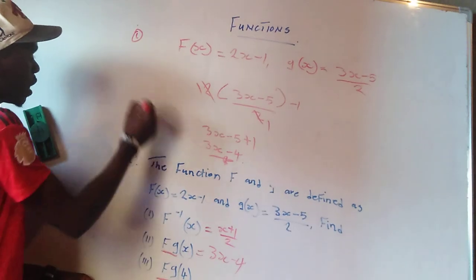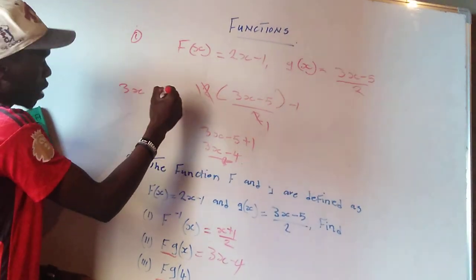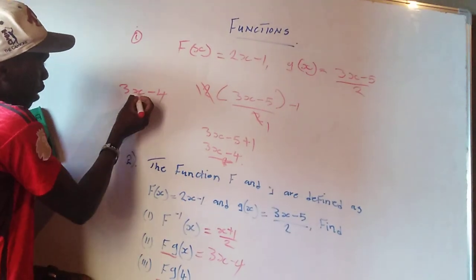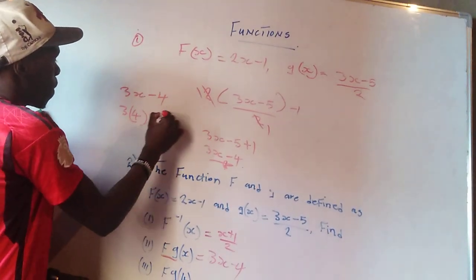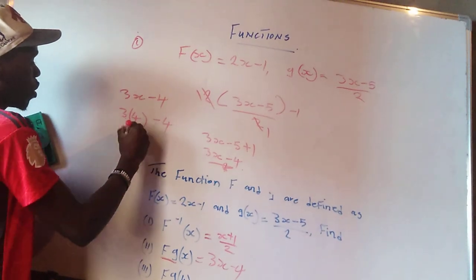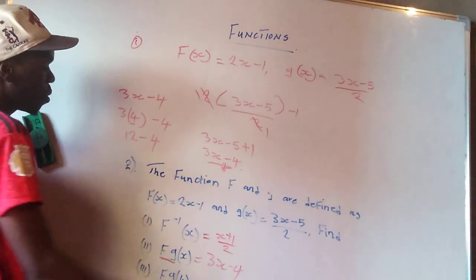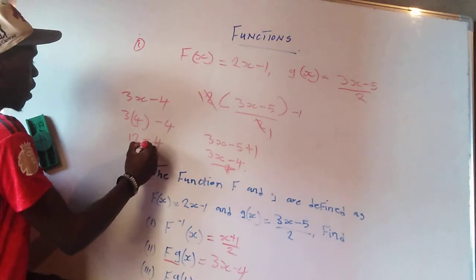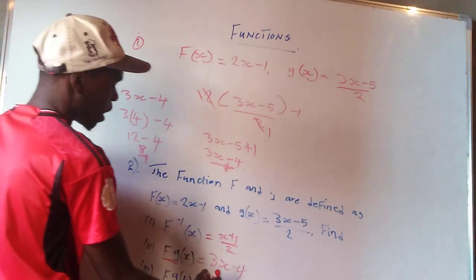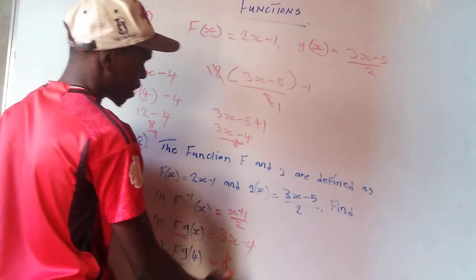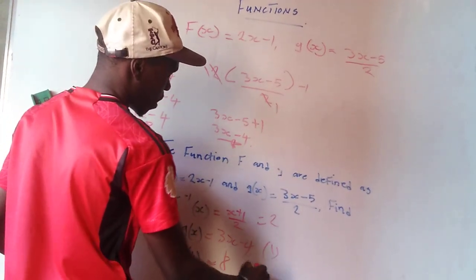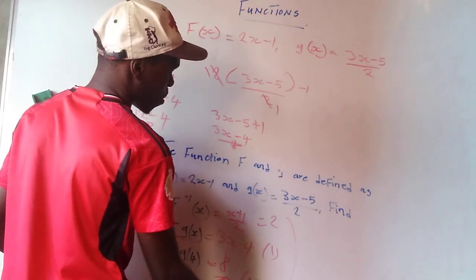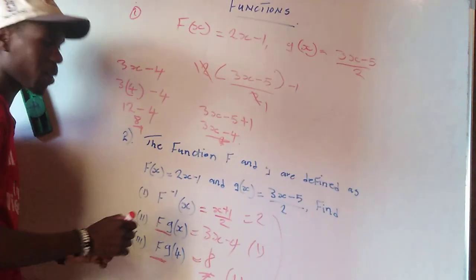So there we found 3x minus 4. Here where there is x, I'm going to put a 4. So 3 times 4 is 12. 12 minus 4 is 8. So here our answer is 8. Just people doing this, 2 marks, 1 mark, 1 mark, a total of 4 marks. As simple as that.